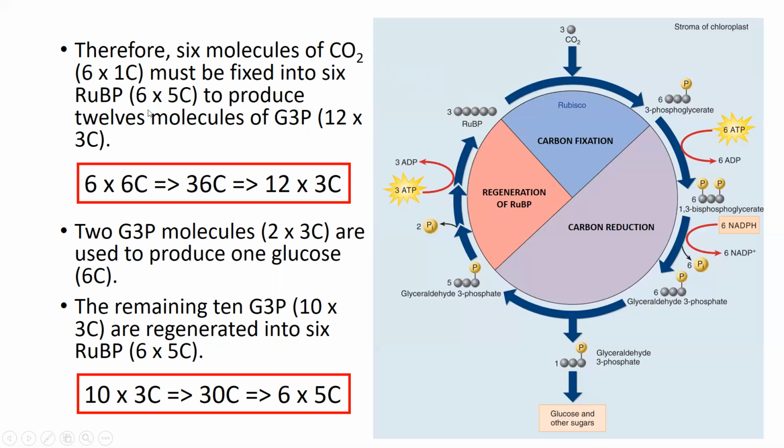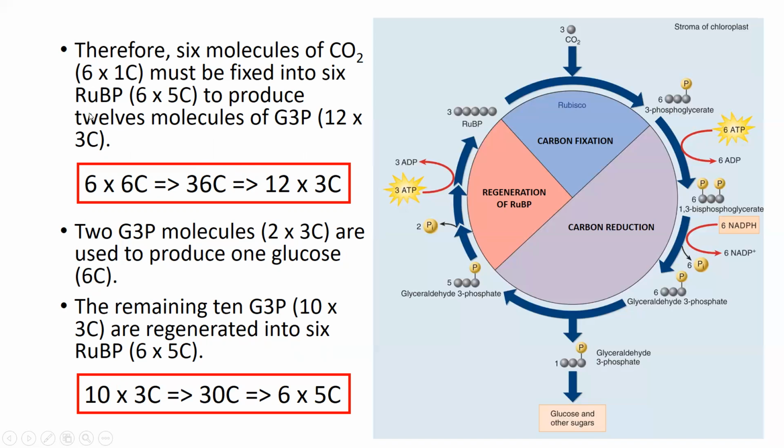So to produce 12 molecules of G3P. So 1 G3P has 3 carbons. So we have 12, that means here is altogether 36 carbon. Okay, 36 carbon. So here is 1 plus 5 gets 6. 6 times 6 you get 36 carbon. And 36 carbon you can produce 12 molecules of G3P, which also gives you 36 carbon as well.